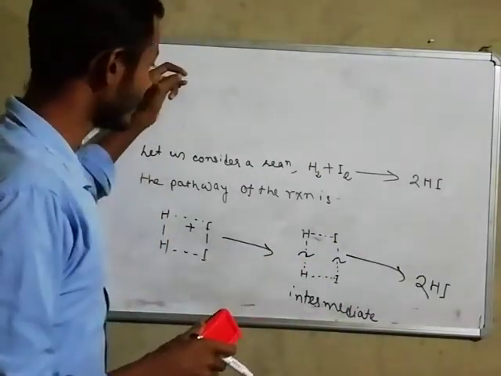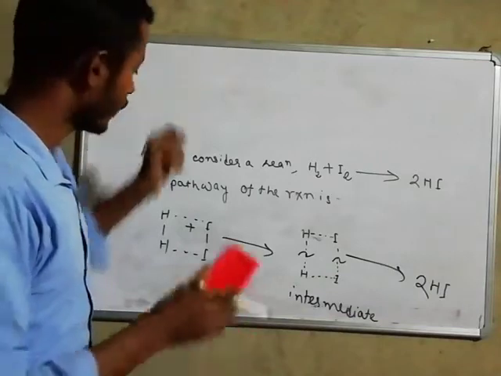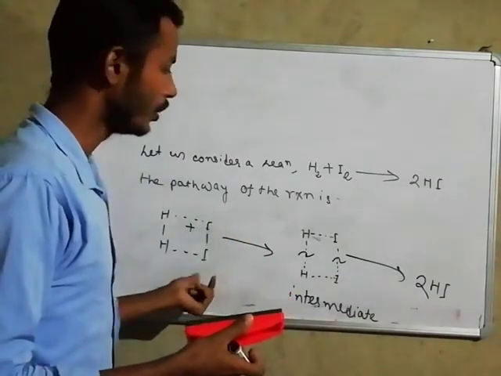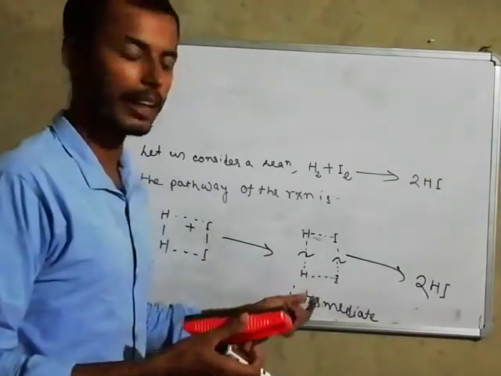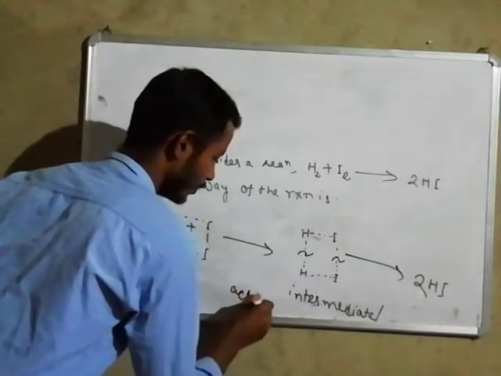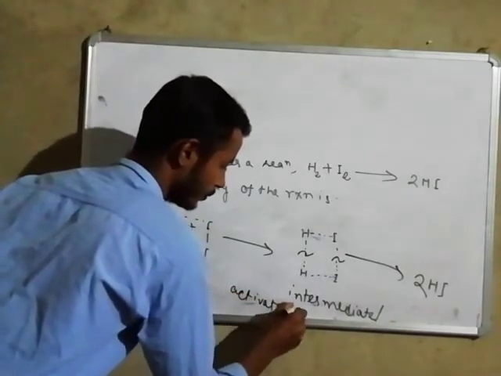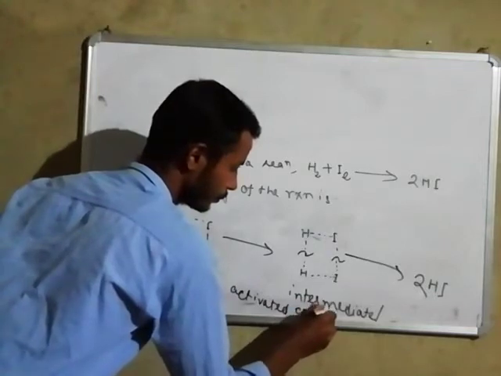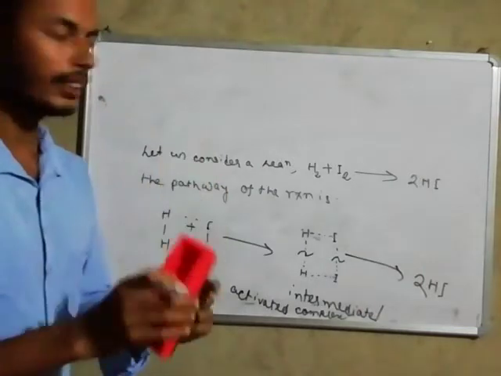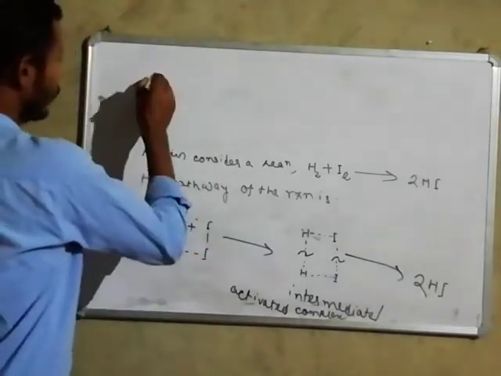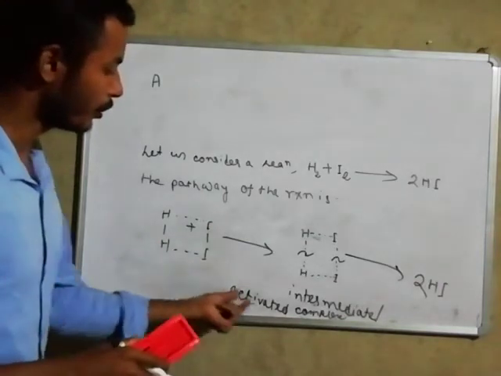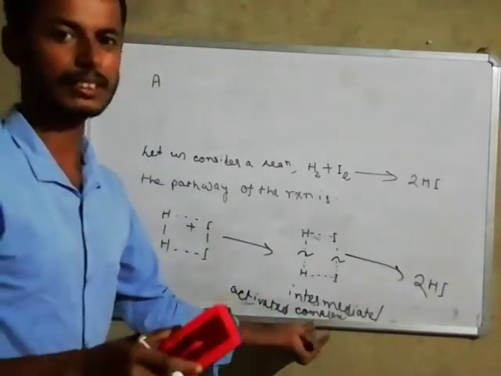So what is activation energy? The amount of energy required by the reactant molecules to form the activated complex. This is also known as the activated complex. Okay. So what is activation energy? It is the amount of energy required by the reactant molecules to form the activated complex.